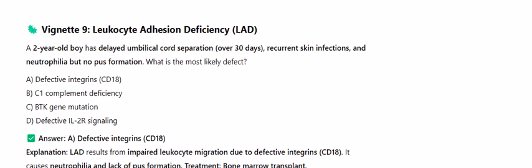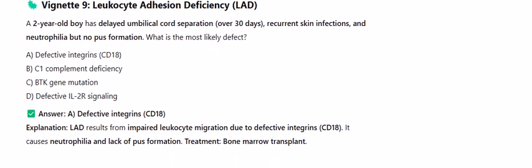but no pus formation. What is the most likely defect? A. Defective integrins, CD18. B. C1 complement deficiency. C. BTK gene mutation. D. Defective IL-2R signaling. Answer: A. Defective integrins, CD18. Explanation: LAD results from impaired leukocyte migration due to defective integrins, CD18. It causes neutrophilia and lack of pus formation. Treatment: bone marrow transplant. Vignette 10.